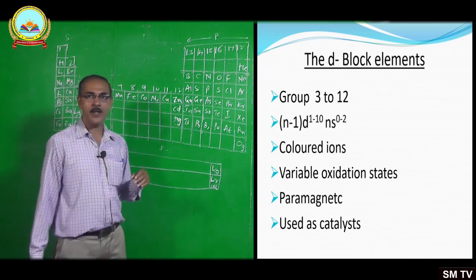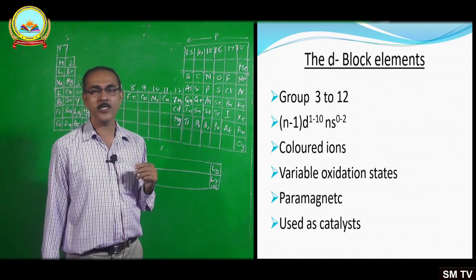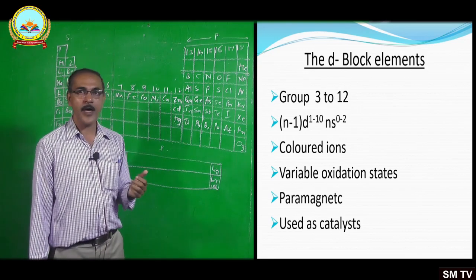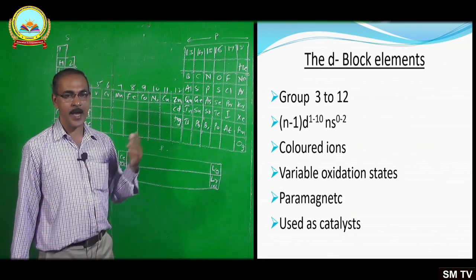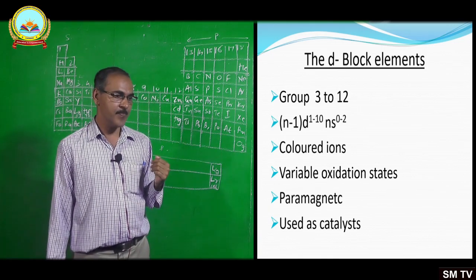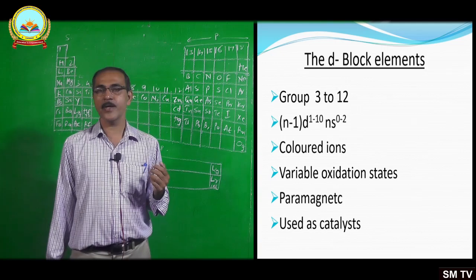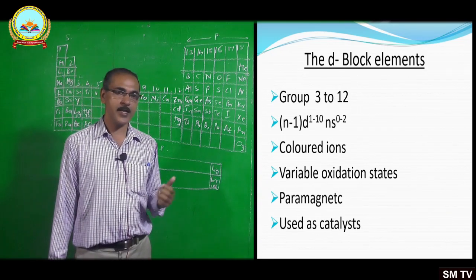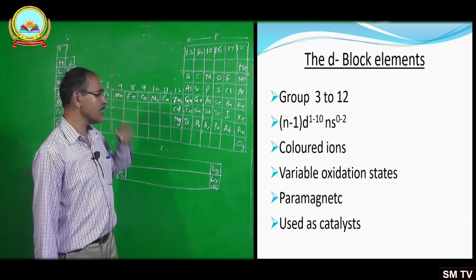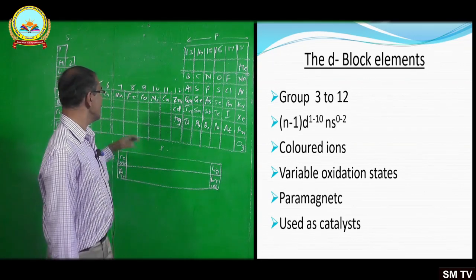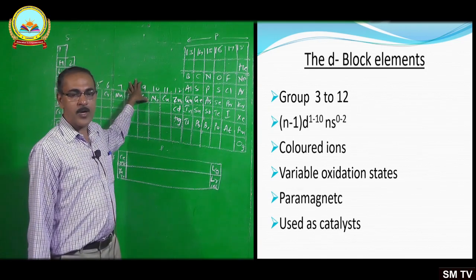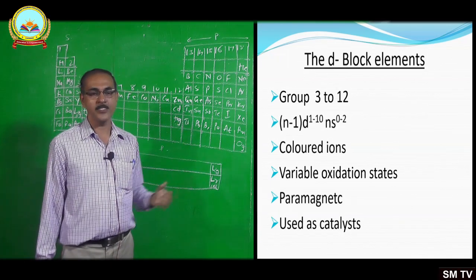Many transition metals and transition metal compounds are used as catalysts. For example, iron or iron oxide is used as the catalyst in the manufacture of ammonia by Haber's process. Finely divided nickel is used as a catalyst in the hydrogenation of oils. So many examples are there. Vanadium pentoxide is also used as a catalyst. So, these are the metals which play a very important role in the process called catalysis.